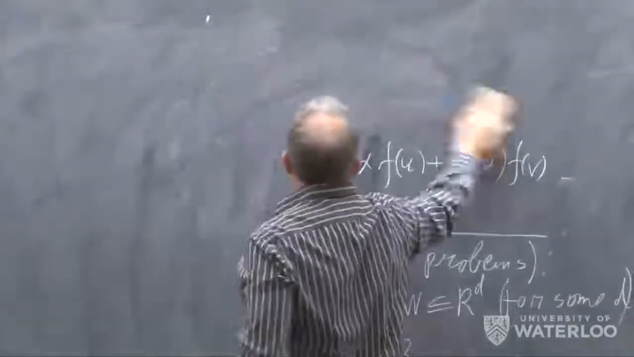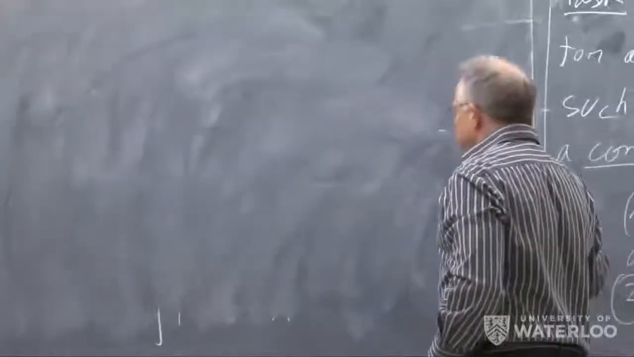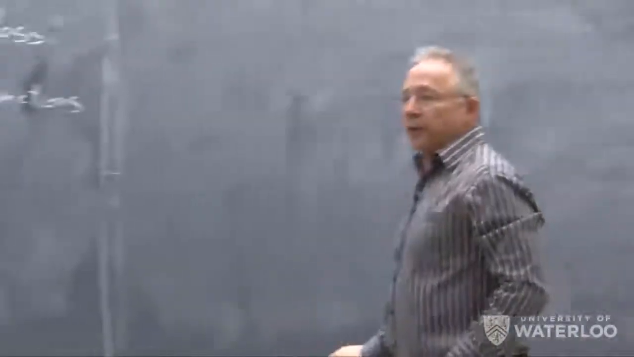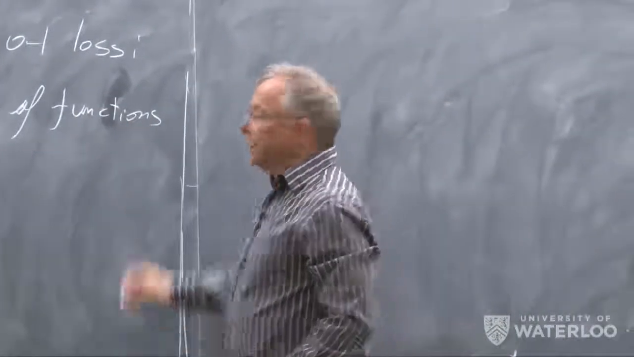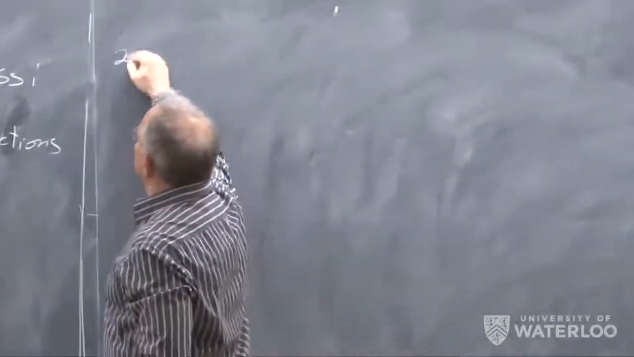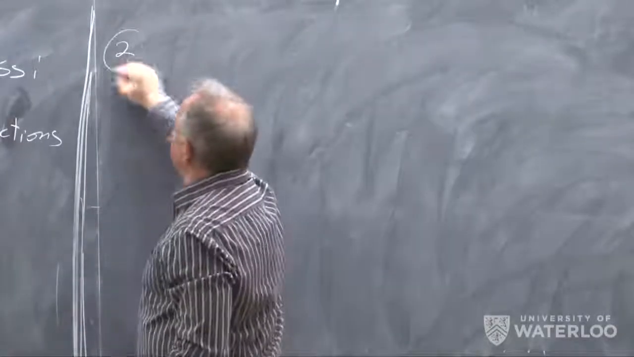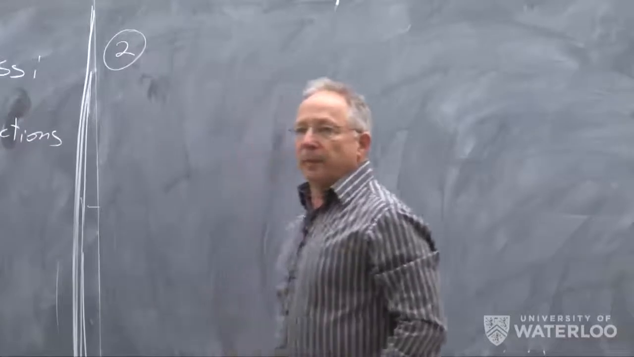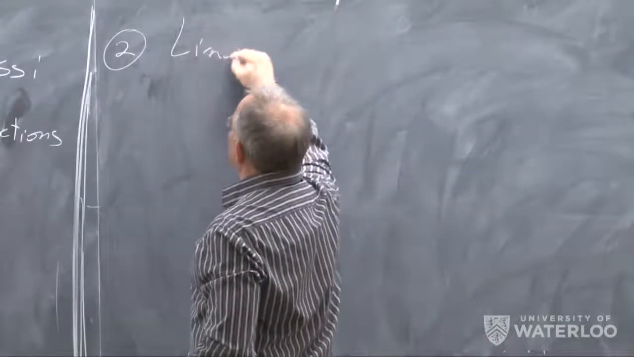But as we mentioned when we discussed it in the beginning of the course, this framework is much more general. So it contains many more types of problems. So example 2 is the problem of regression, for example, linear regression.